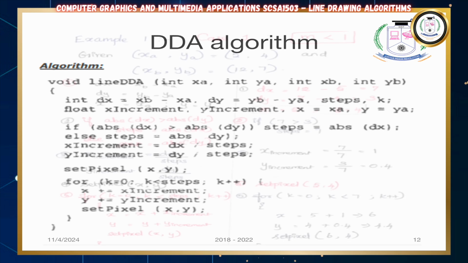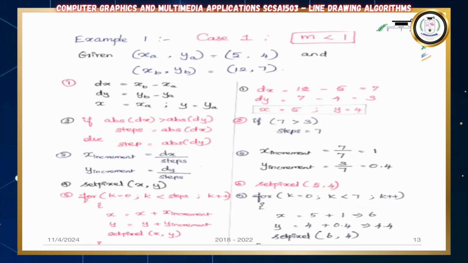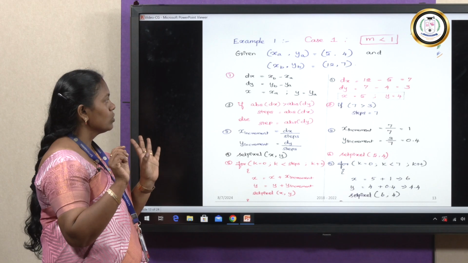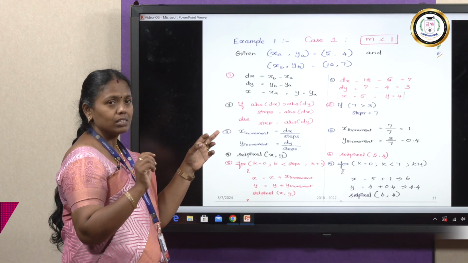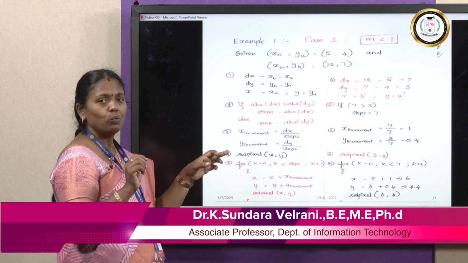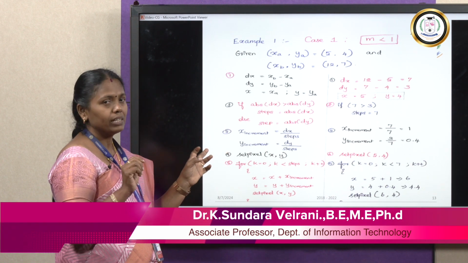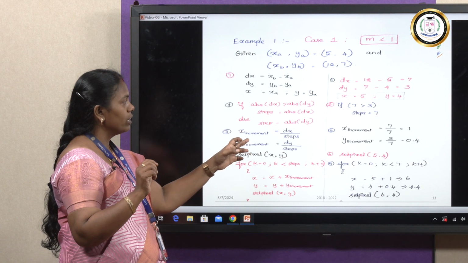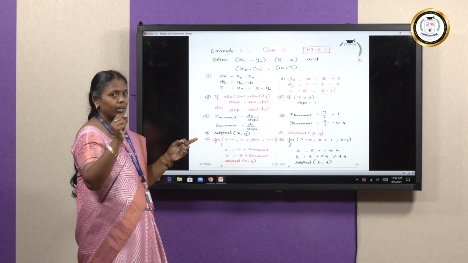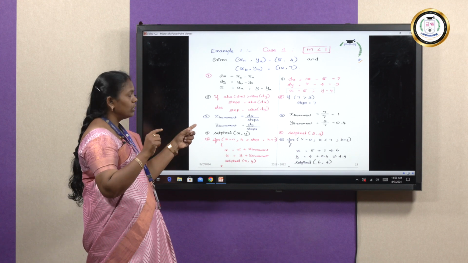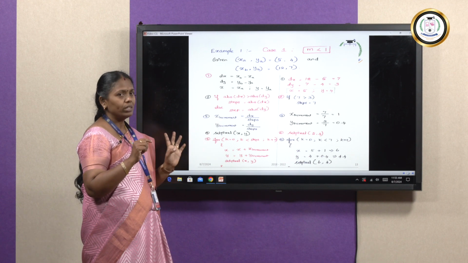So let's see the example for this. In this case we are getting two inputs, xa ya and xb yb, that is the starting point and ending point. 5 comma 4 is my line starting point, and the ending point will be 12 comma 7. So it's given. First we calculated dx and dy, then we are calculating the steps value, whether dx is greater than dy. If it is greater, that value will be assigned as the steps. Then we calculate x increment using dx divided by steps, and the y increment using dy divided by steps.